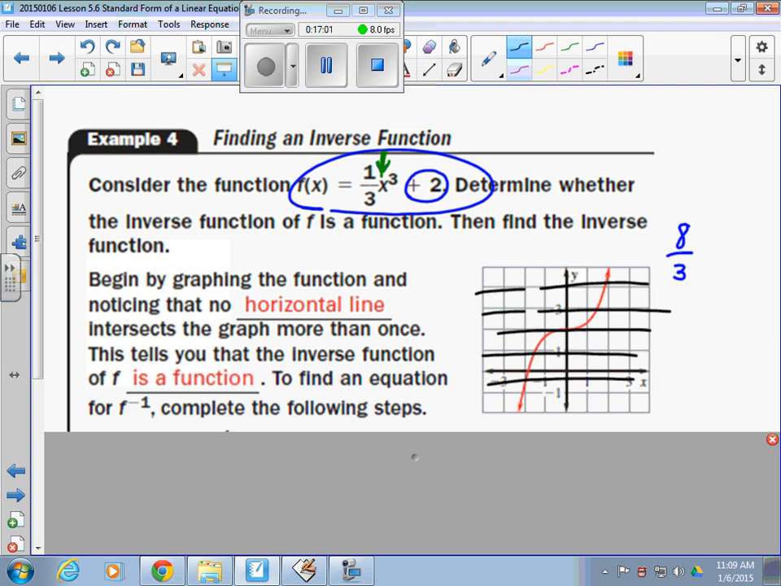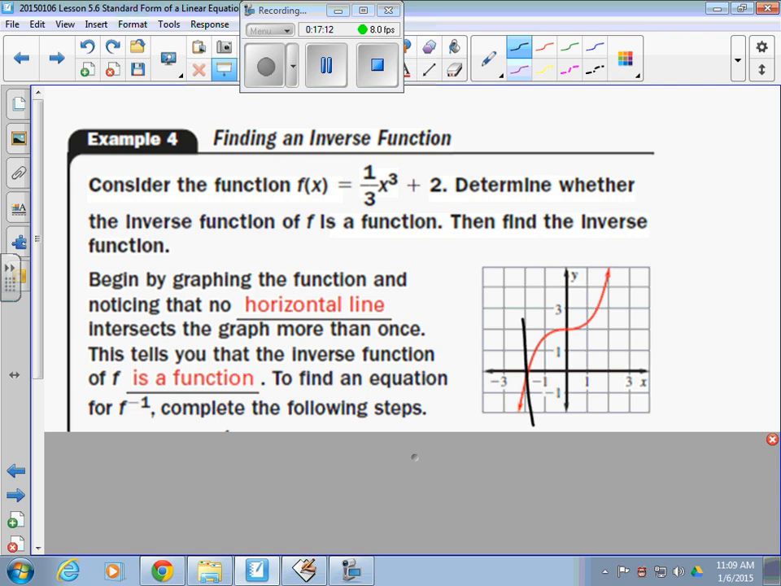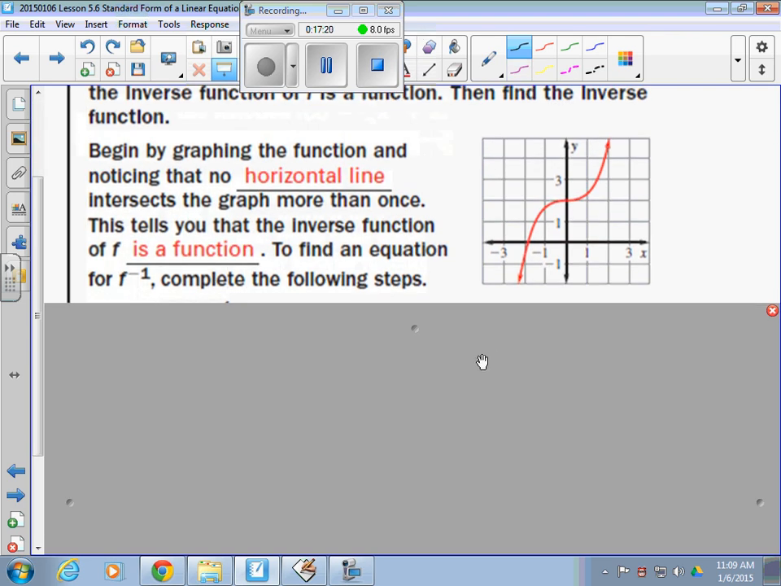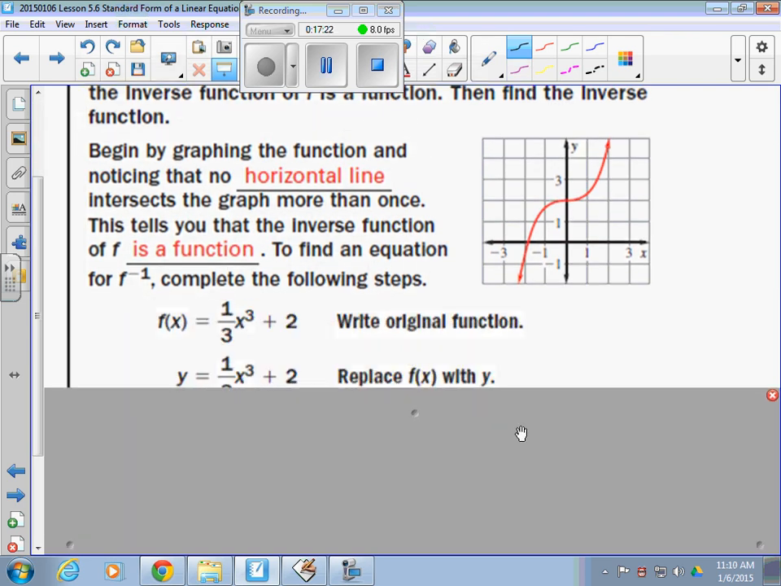it passes what's called the horizontal line test. So it's two different ways to determine if the inverse is actually a function. You learned what the vertical line test was. That's the original function. When you're talking about the inverse of it, you do the horizontal line test. This is the part that makes a little bit more sense right here.